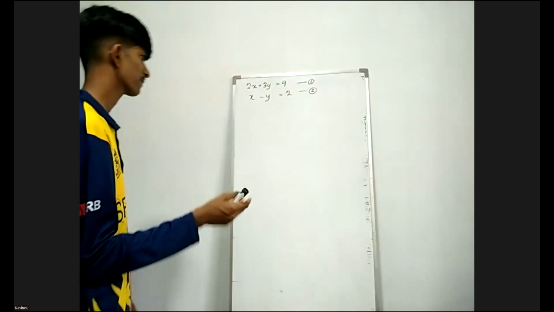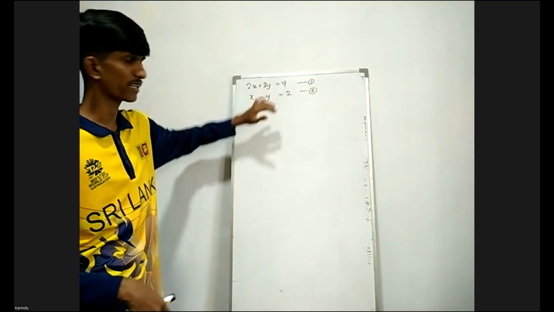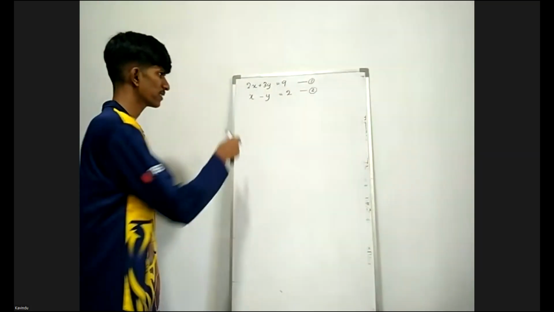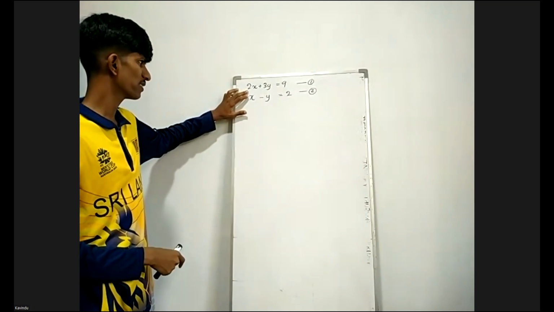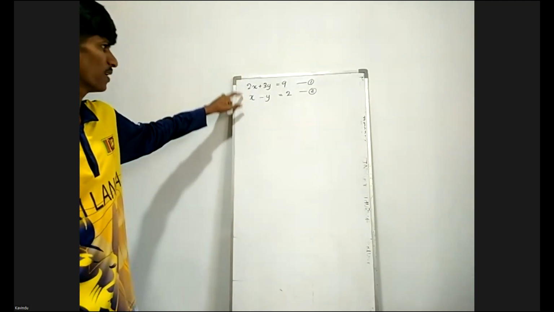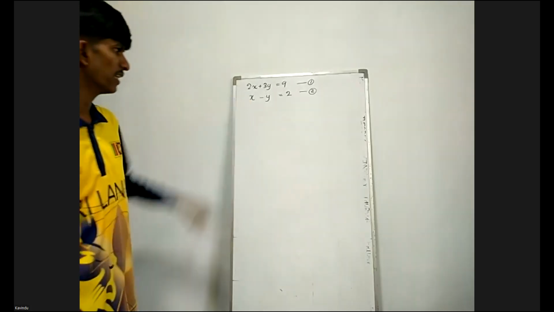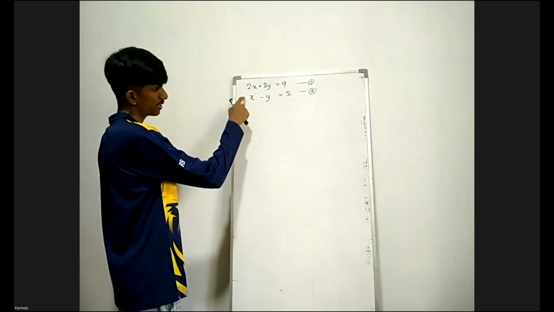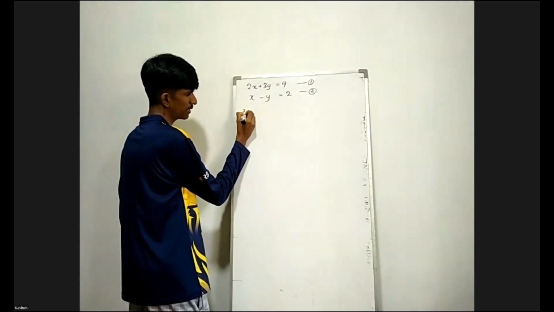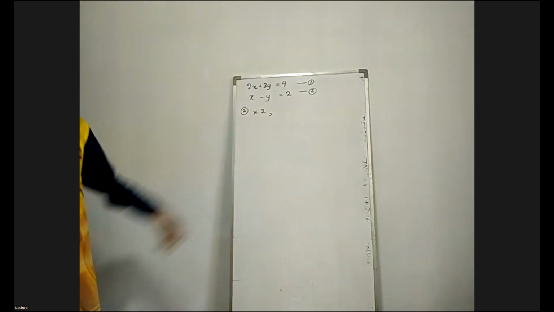Whatever you like. Okay. Normally I take the least number, because multiplying the smaller number makes the calculation a bit easier. Then 2 is the least number, so I consider x. Now we have to make this x into 2x. Then both have 2x, so we have to multiply the second equation by 2.